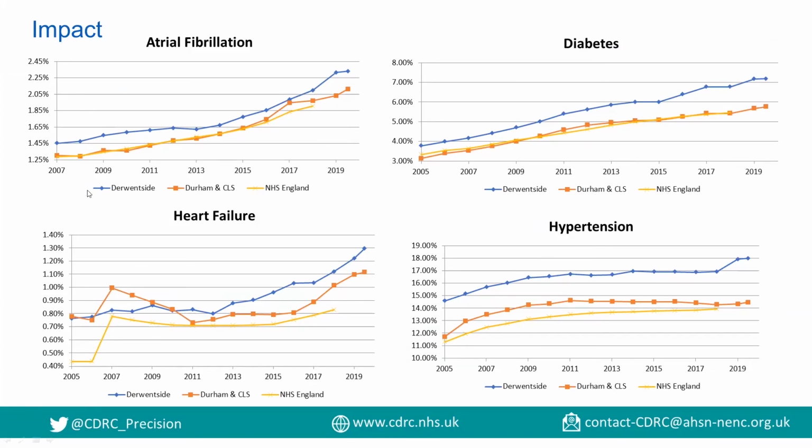In Derwentside, in my primary care network, we have for the past few years been running a series of quality improvement schemes. We're the blue line, the orange line is our neighbours, and the yellow line is the national prevalence. You can see that for all these conditions, atrial fibrillation, diabetes, heart failure and hypertension, we've been getting much better at identifying these patients, and hopefully this shows that this is quite a powerful tool.